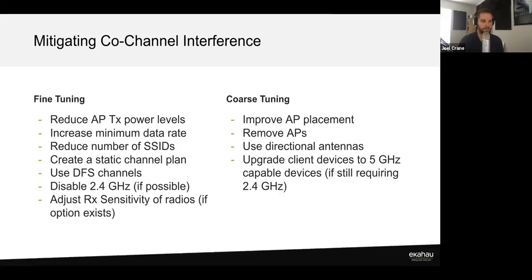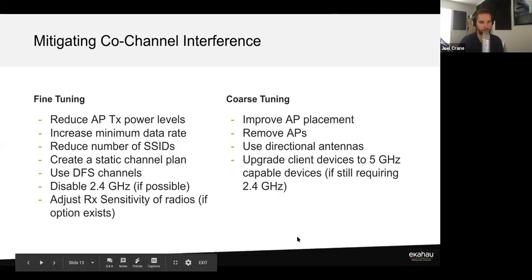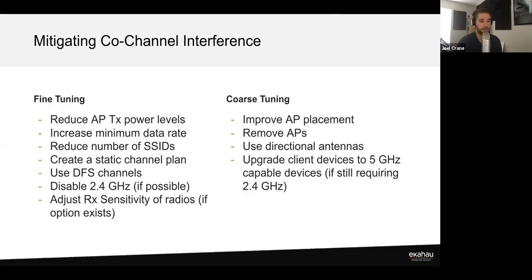But if the majority of your traffic is, I just dropped a whole bunch of packets there. I don't know what made it through, but if you've got a lot of downstream, then yeah, the APs are going to be what is causing the vast majority of your co-channel interference.